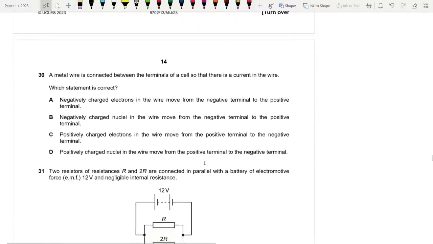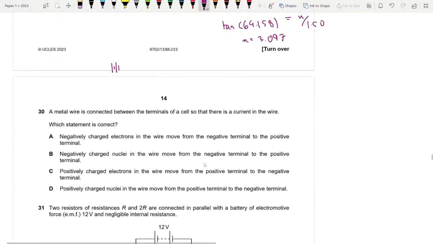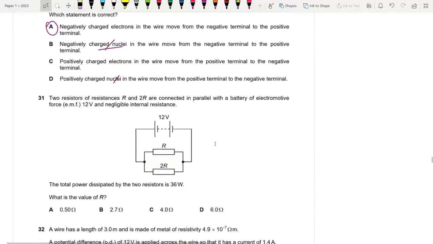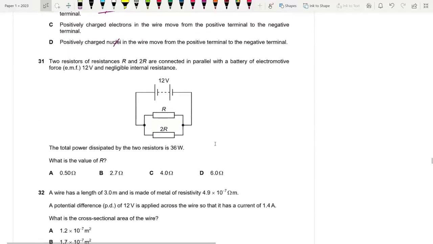A metal wire is connected between the terminals of a cell, so there's a current in the wire. Which statement is correct? So we connect a wire to the terminals of a cell. Now, negatively charged electrons in the wire move from the negative terminal. Negatively charged electrons move from the negative terminal to the positive terminal. This is 100% correct, because electrons will be repelled from the negative terminal and move towards the positive terminal. Not nuclei, okay?